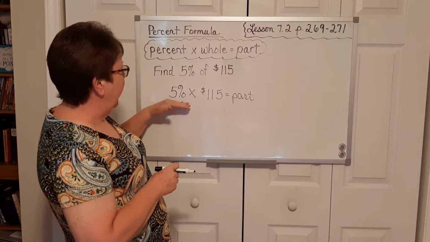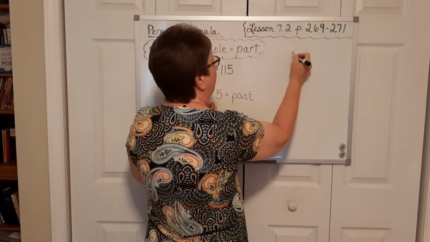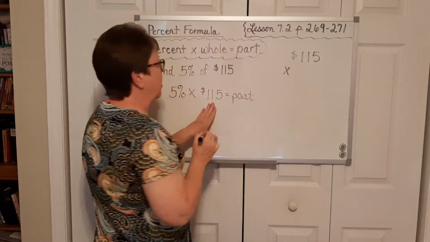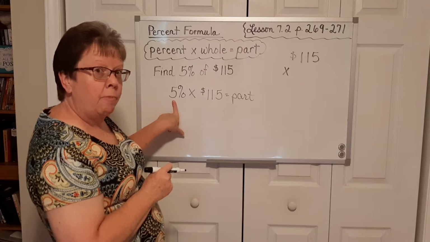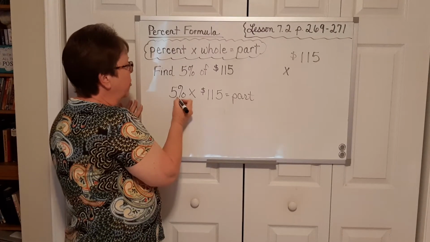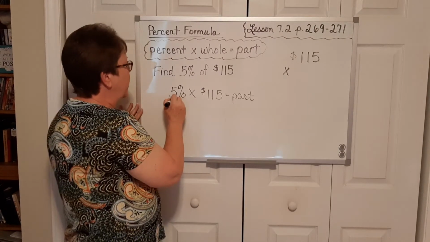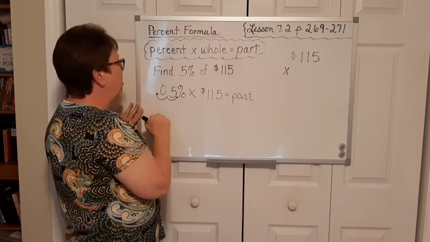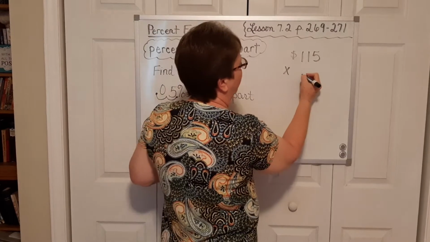So to find 5% of $115, we're going to take our 115 and multiply it by the decimal for 5%. Now remember, 5 is a whole number, so it's like your decimal point is here. To make that a decimal, we take it 2 places to the left, and then add a 0 here. So our decimal for 5% is 0.05, so that's what we're going to multiply by.